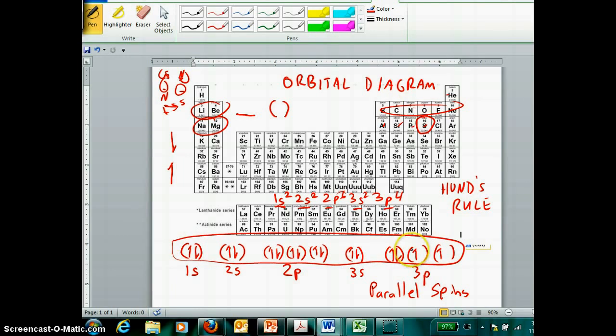Now, an offshoot of this orbital diagram is something very important. Clearly, in this atom, this pair, this pair, this pair, all the paired electrons generate opposite magnetic fields: north, south, south, north, north, south, south, north.